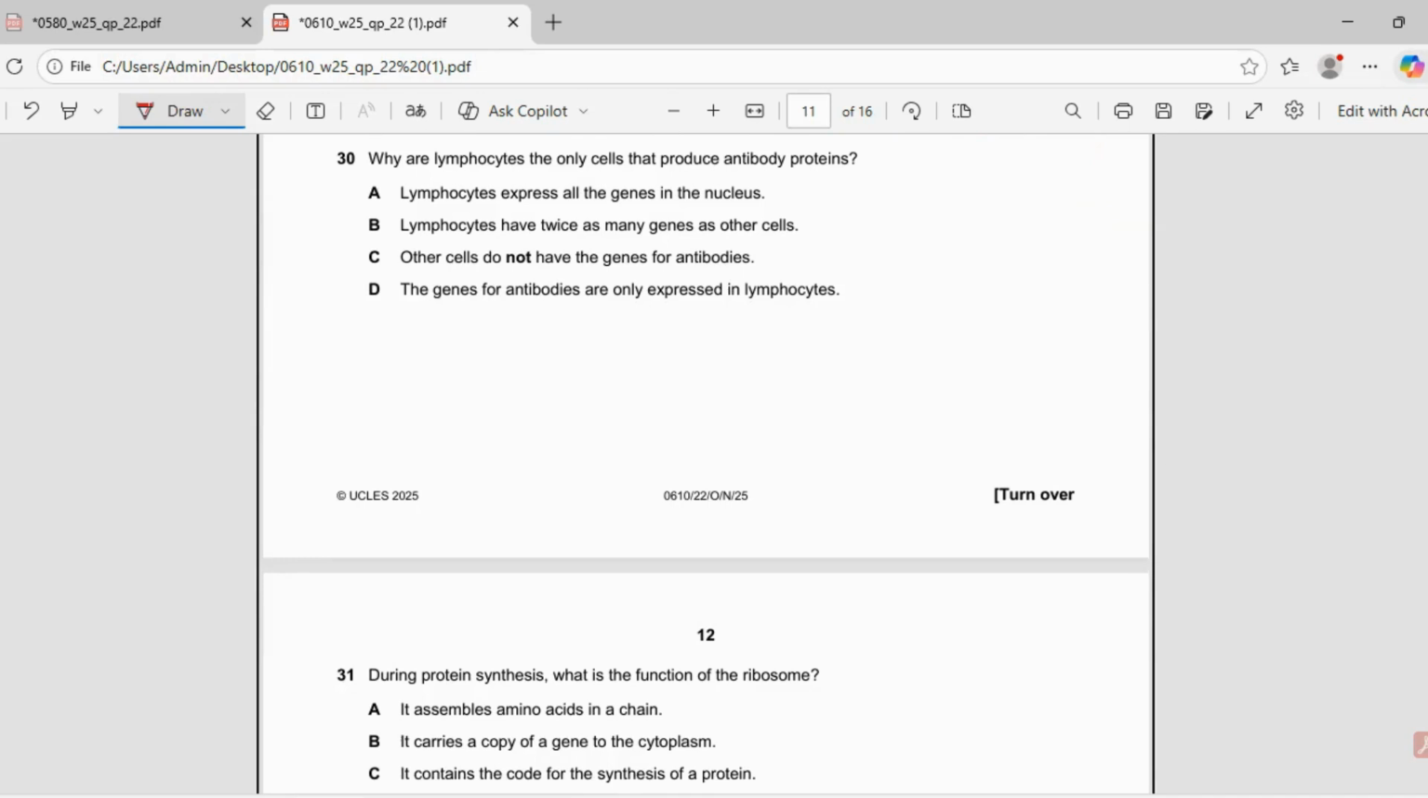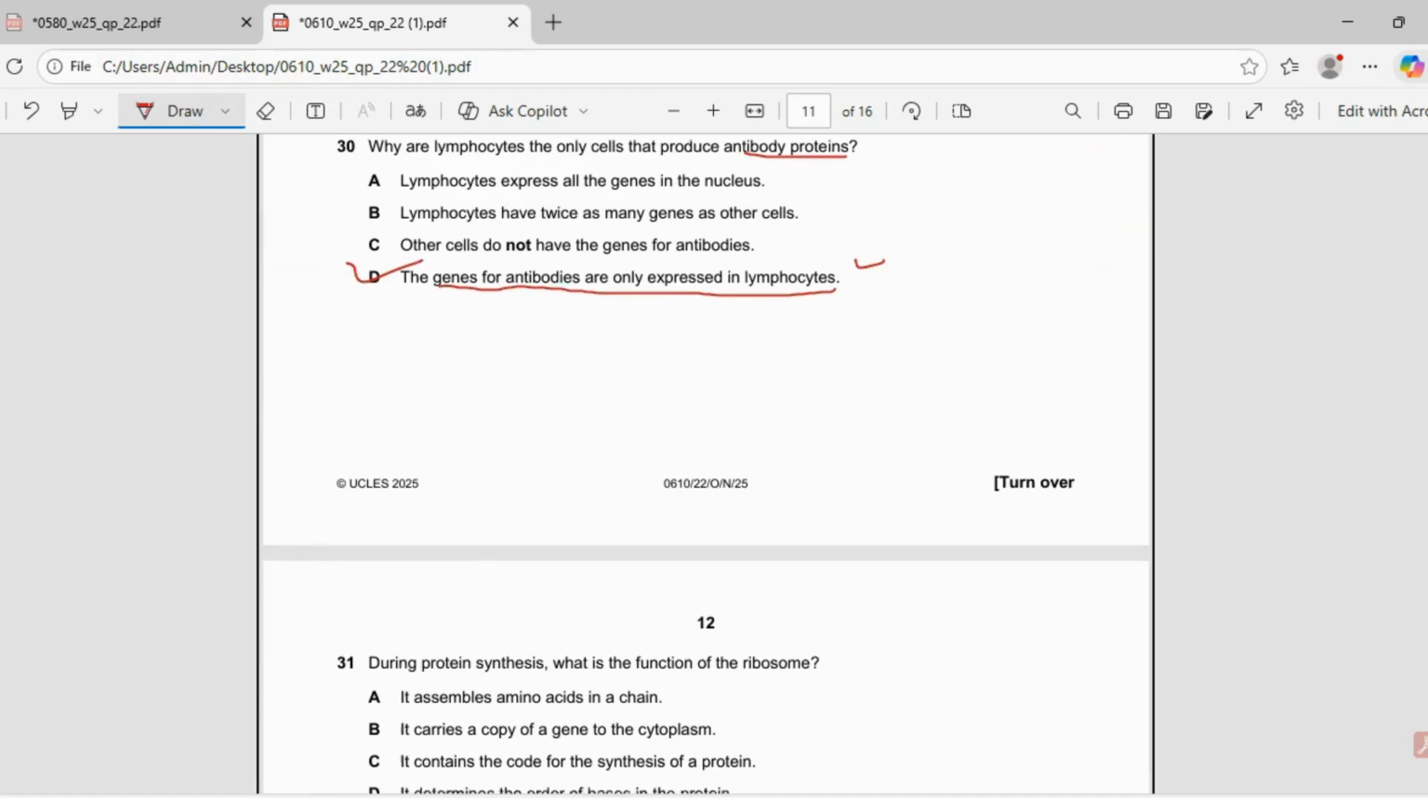Why are lymphocytes the only cells that produce antibody proteins? All the cells have all genes, but only some are switched on or expressed in them. So the genes for antibodies are only expressed in lymphocytes. Hence, option D would be the best answer.